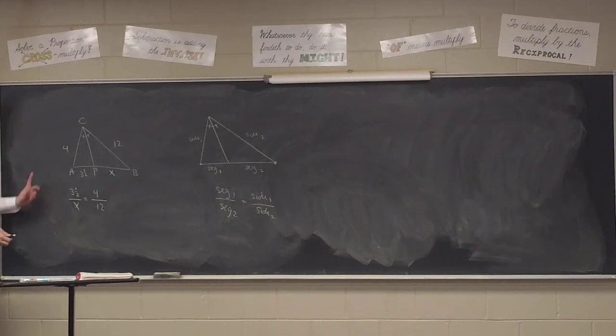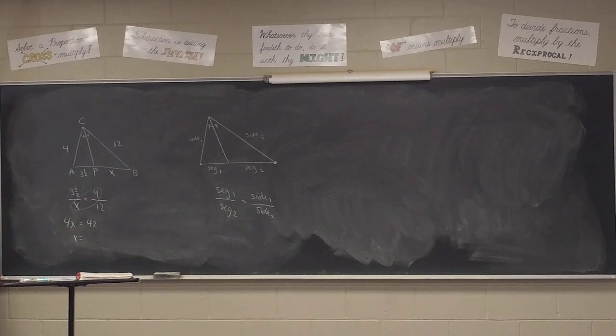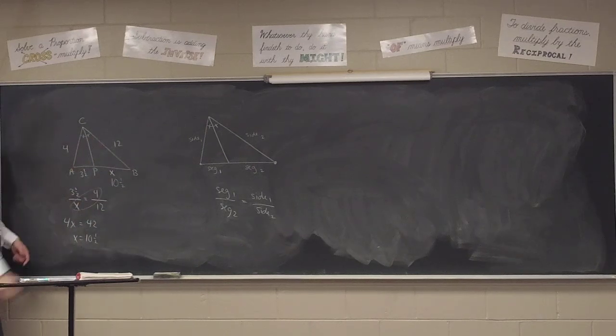There we go. That's how we'll plug it in. We cross multiply, class, we get 4x and 12 times 3.5, 42. And divide both sides by 4 to get 10.5. Good job. So 10.5 is the length of BP.